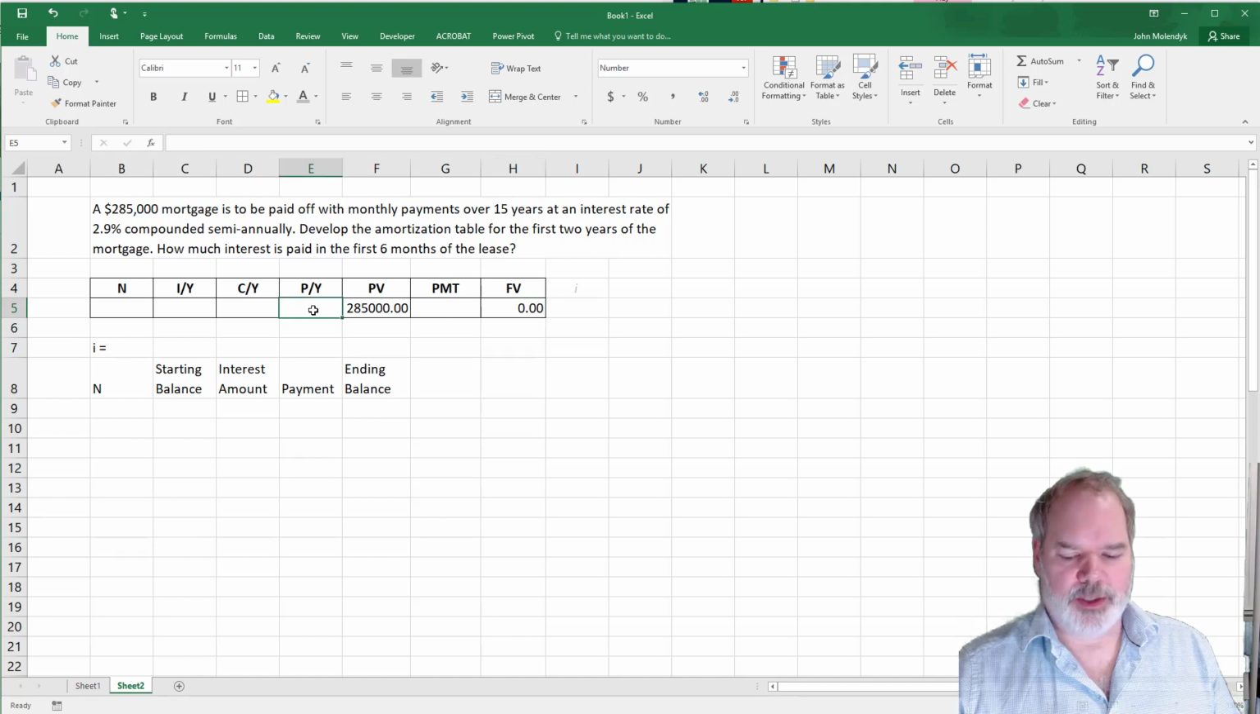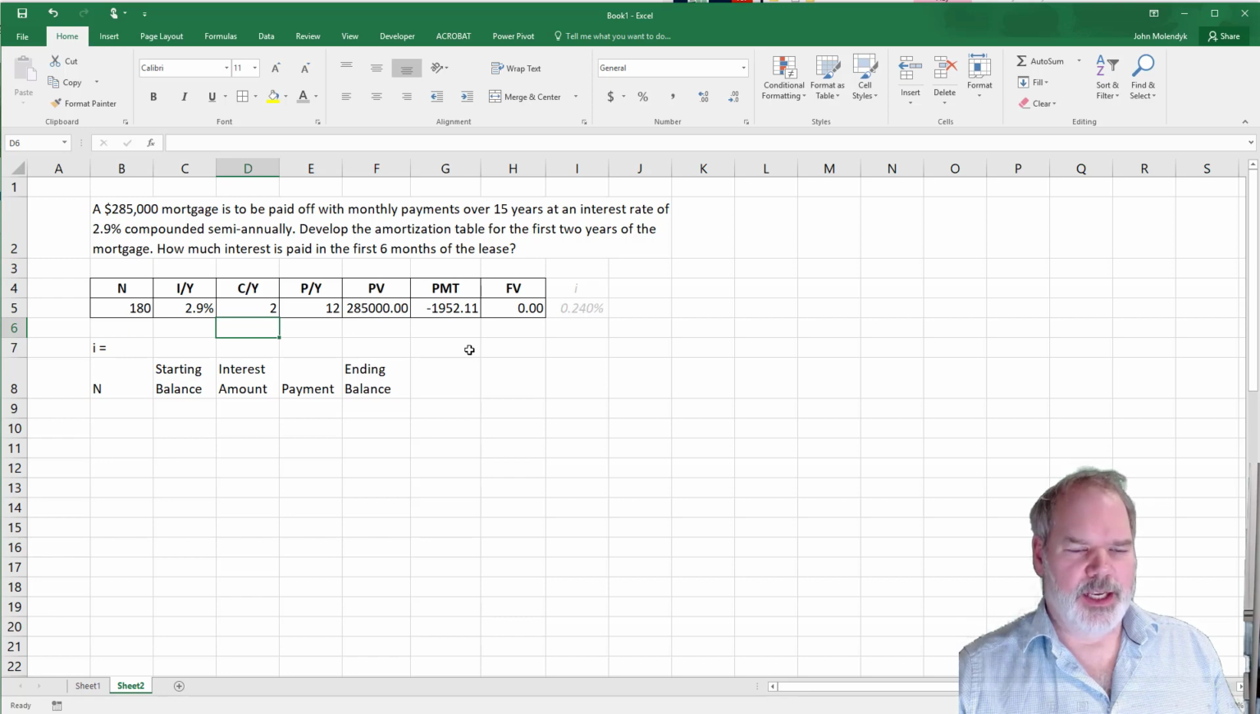Again, our payments per year, because it's monthly, is 12 payments per year. And our N is 15 years times P per Y, which is 12, so 180 payments. Our interest rate is 2.9%, compounded twice a year, semi-annually. We put that in the calculator, compute the payment, and we get $1,952.11 per month.